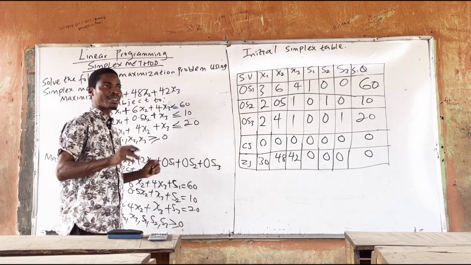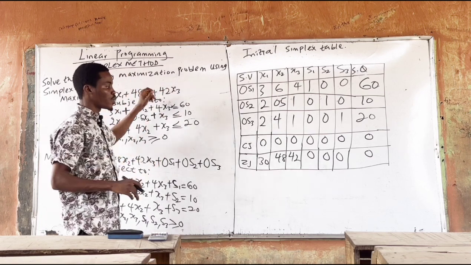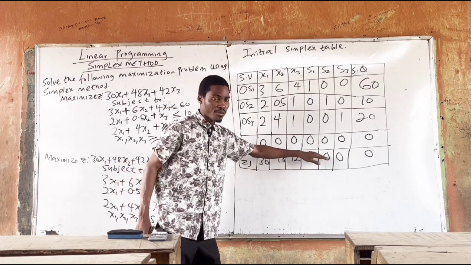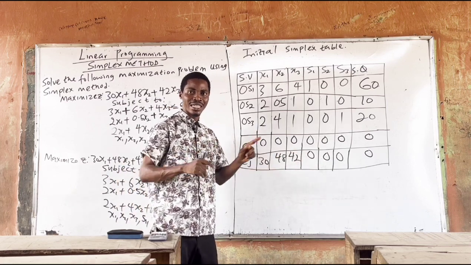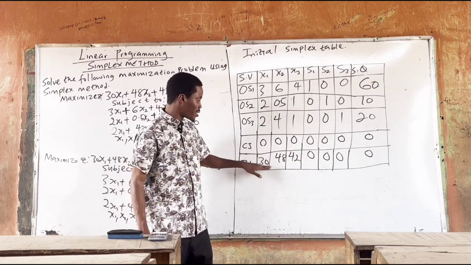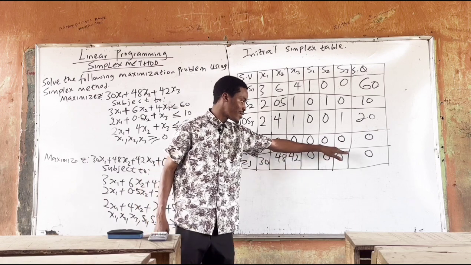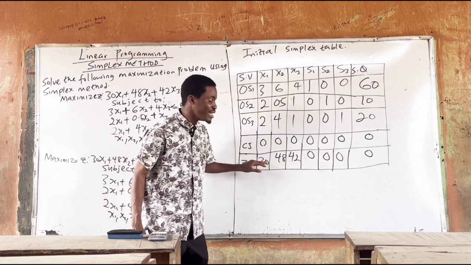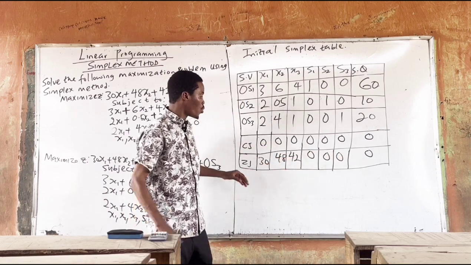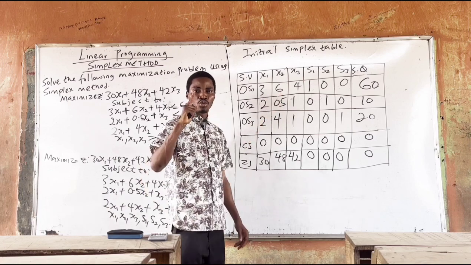So what is my target in using the simplex method? It is to make this objective function row negative, either negative or 0. In this place, this is 30, 30, 30. These are positive. So I want to make all these values negative or 0. So what else do I have to do? I have to detect my pivot column.